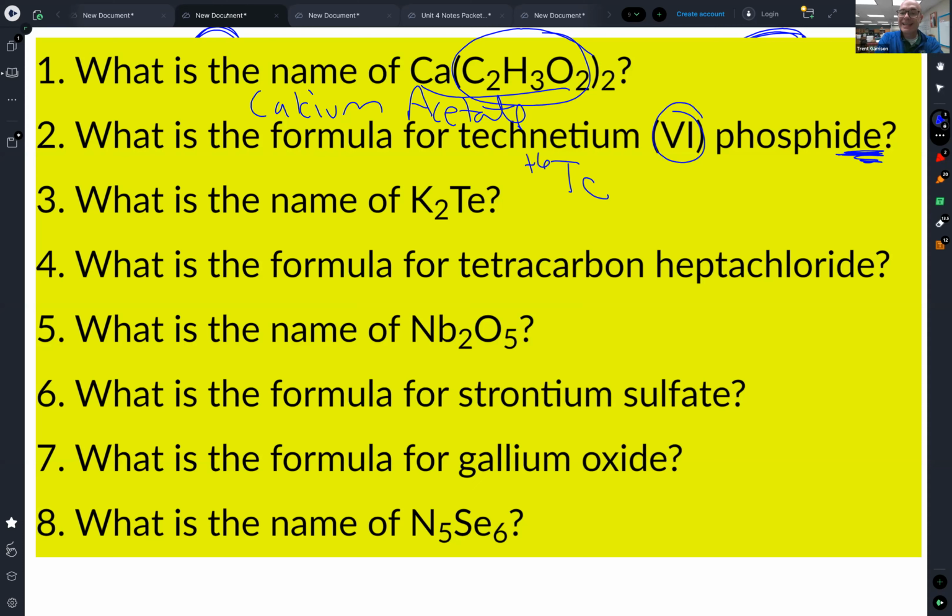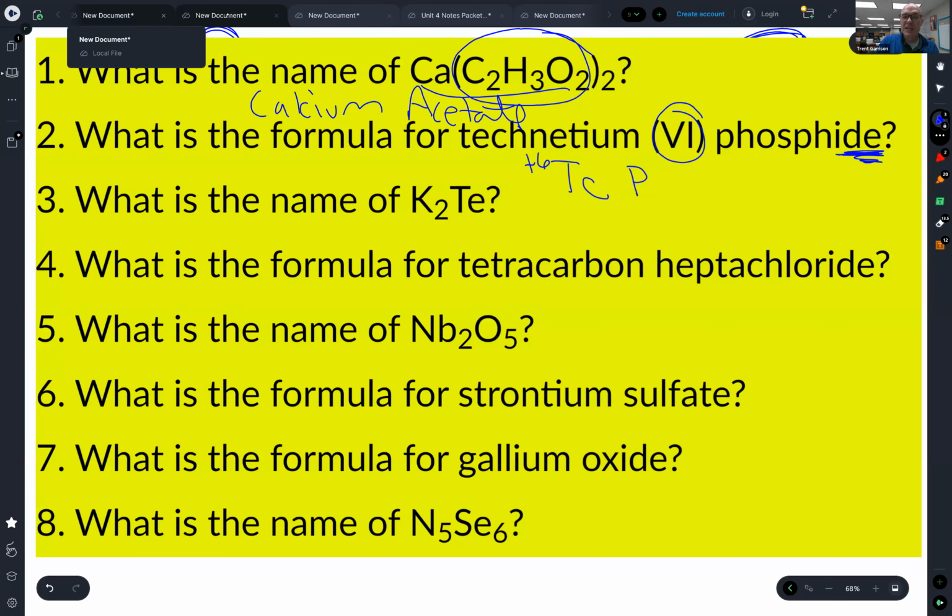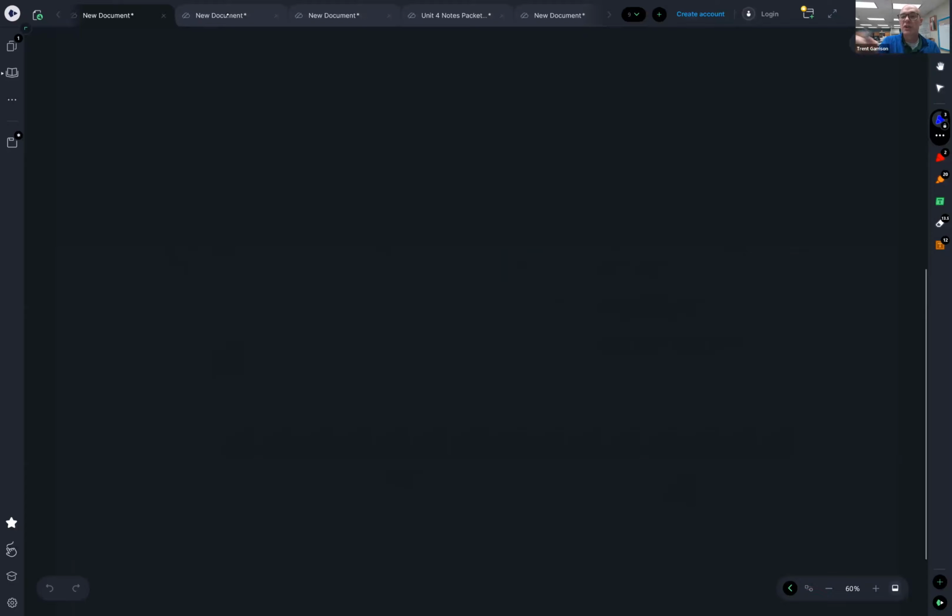Phosphide, IDE, tells us it's the element by itself. It's not a polyatomic ion. It would be phosphate if it were polyatomic. It's phosphide. So we've got to go and figure out what's the charge of phosphide.